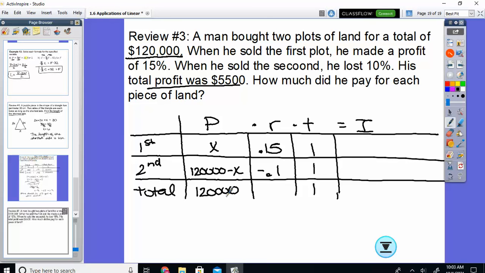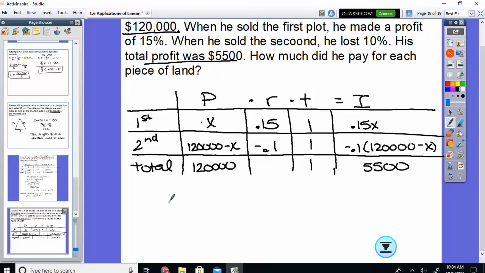Total profit is 5,500. Where does that go? In the interest. So then we can multiply. Principal times rate times time, so I get 0.15x. Negative 0.1 times 120,000 minus x. And the equation is set up the same way. You add your first 2 to equal this total.